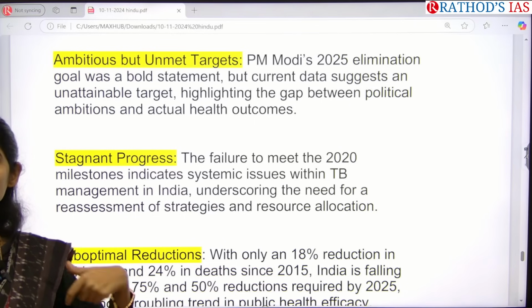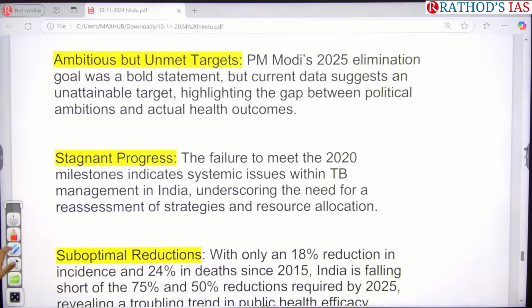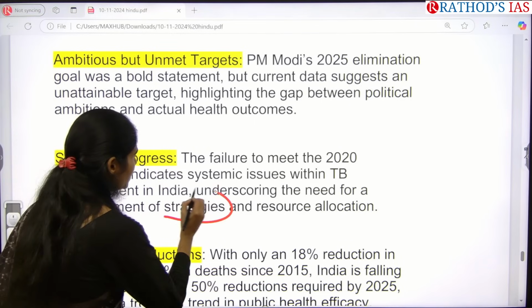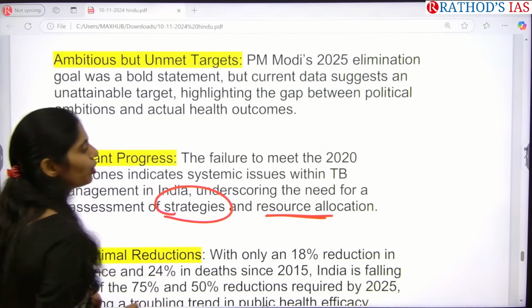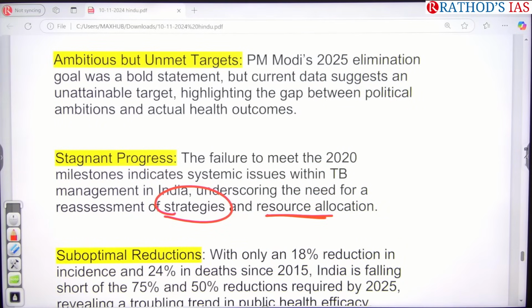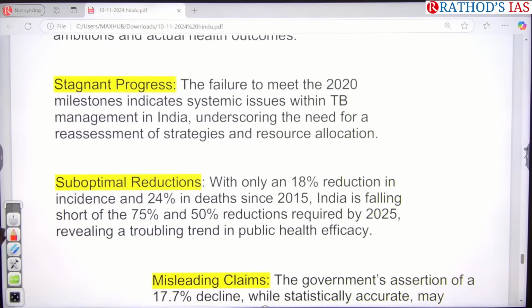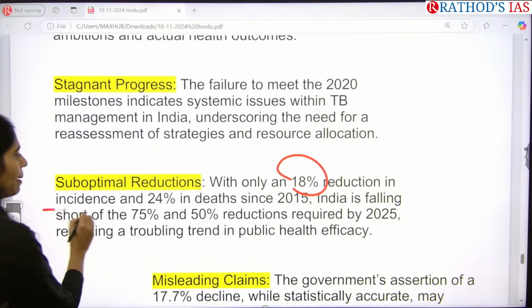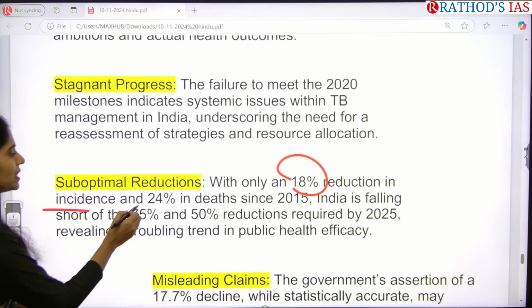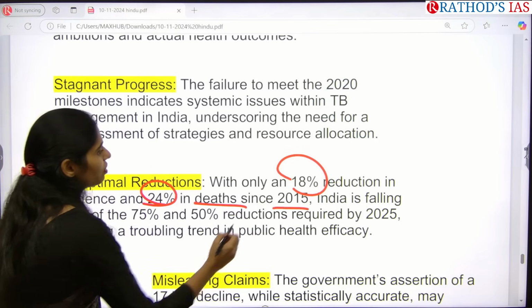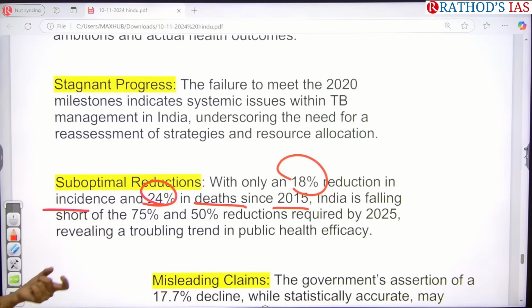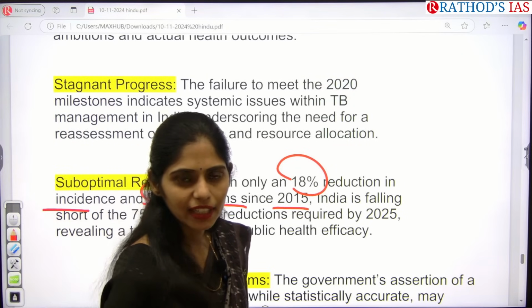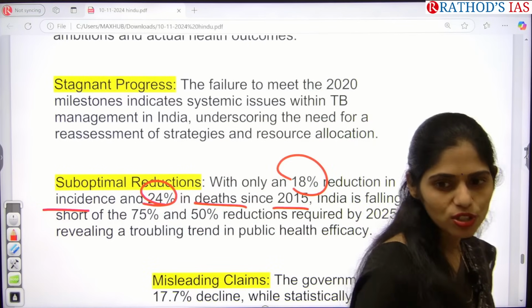What are the problems? Why are we not going to meet this target? We need proper strategies and proper resource allocation; only then can we achieve it. If you see the data clearly, only an 18% reduction in cases and only a 24% decrease in deaths has happened since 2015. But when we say that a disease is eliminated, there should be 0 deaths as well as 0 incidence of cases.